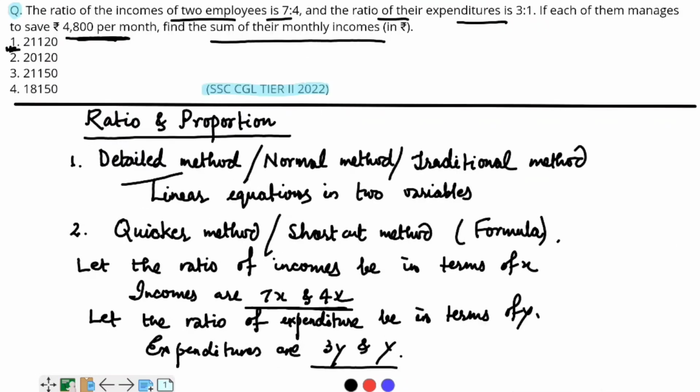Now let's come to the second method, which is this quicker method. So in case of the quicker method, let us take one more page. Page number 3. Quicker method. Let us write it here. In the case of the quicker method, it's a very simple formula which we are going to use.